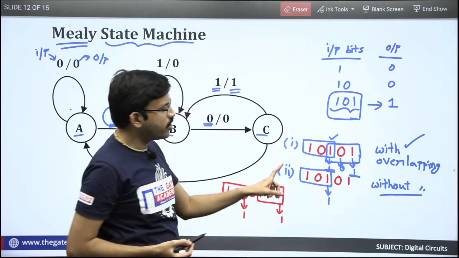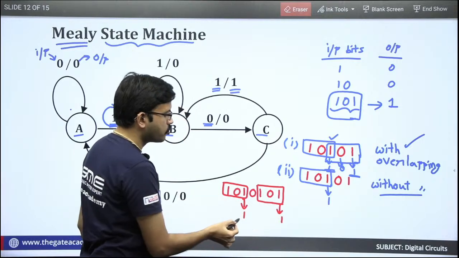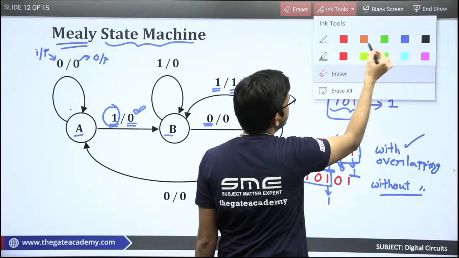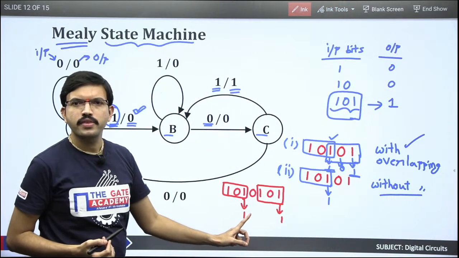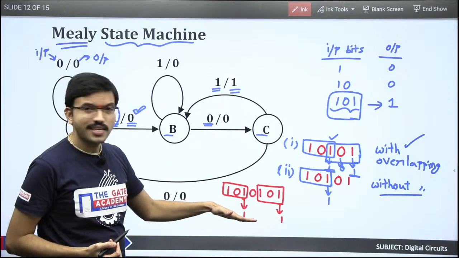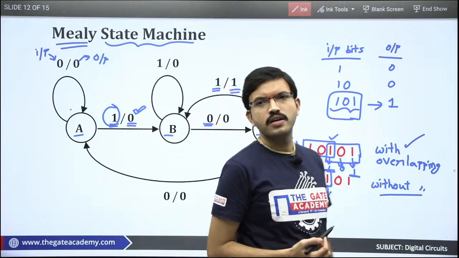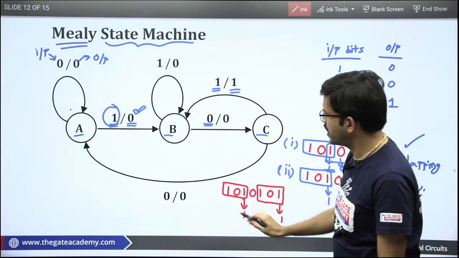But since you have asked for without overlapping, if you send the bits like this, only 2 times the corresponding bit, so only 2 times you will get output as 1. Only 2 times output as 1. Okay. Up to this point, is it clear, Nikita? Regarding the difference between with overlapping and without overlapping, is this particular example clear?